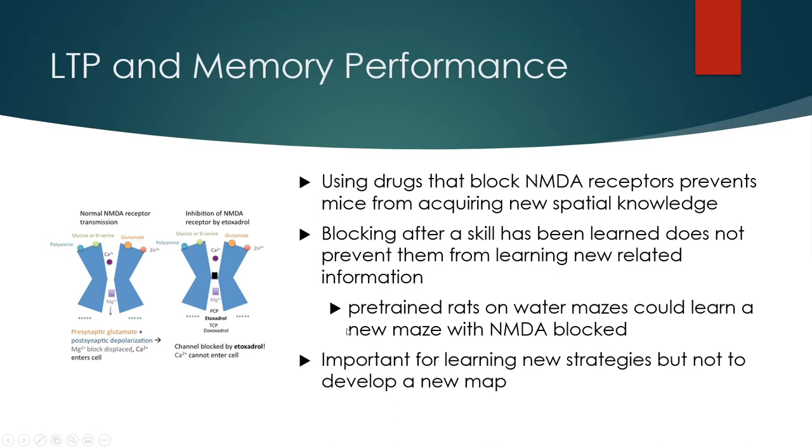And so what they showed was that if a rat had already learned a skill, then it wasn't affected. So it was something to do with acquiring new spatial knowledge. They had these rats doing mazes, and if the NMDA receptors were blocked, the rats were never able to learn the maze. But if they had learned the maze already, and then you blocked the NMDA receptors, they were still able to perform just as well. So it's specific to the learning process itself. Once the learning has happened, once these synapses get potentiated, the blocking isn't really doing anything because the growth process has already happened. The receptors have been recruited and the synapse has grown. So the NMDA receptors are really important for learning new strategies, but not really important if the strategy has already been learned.